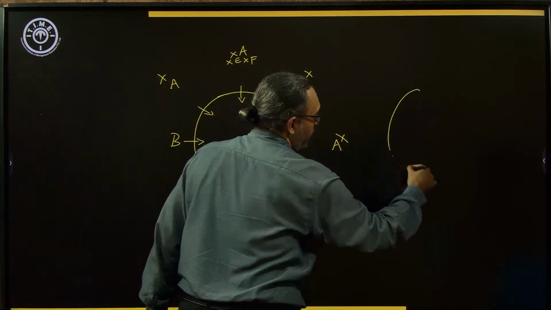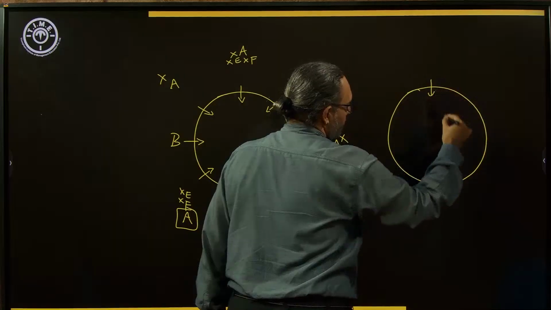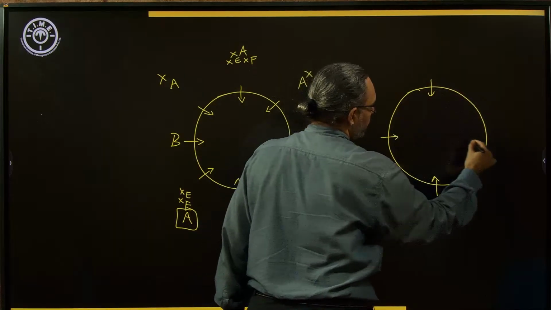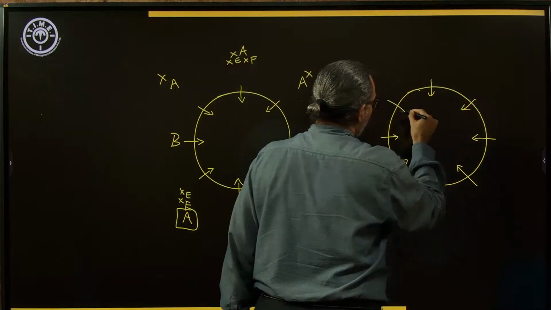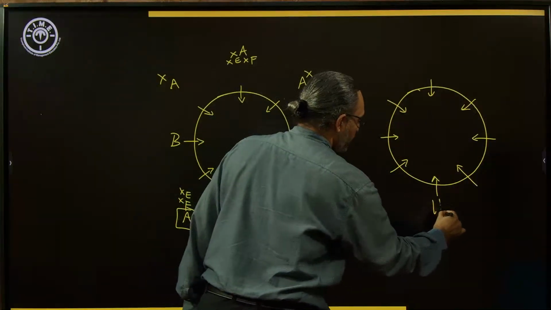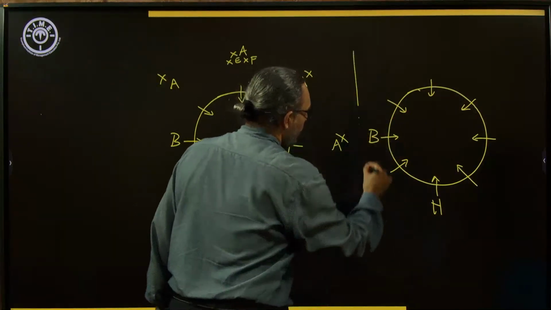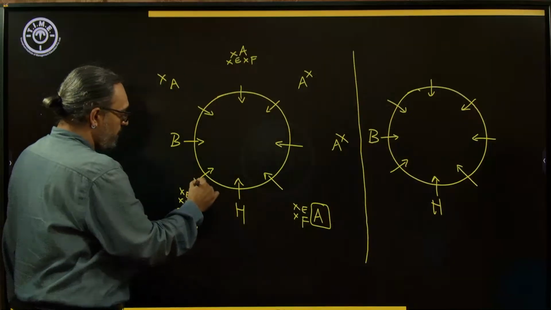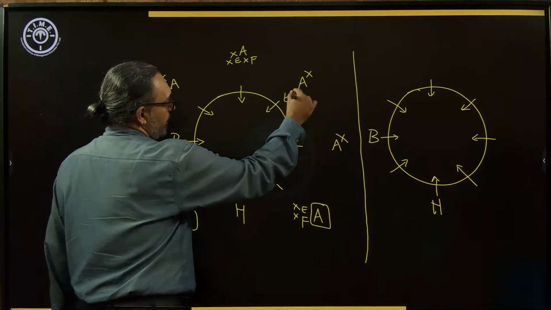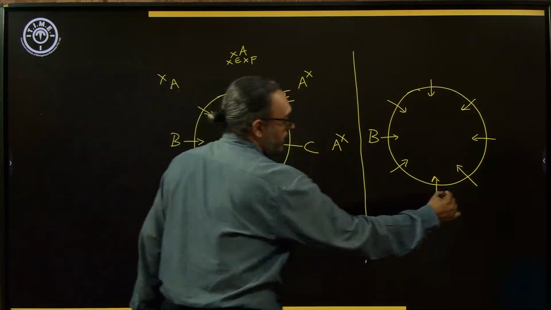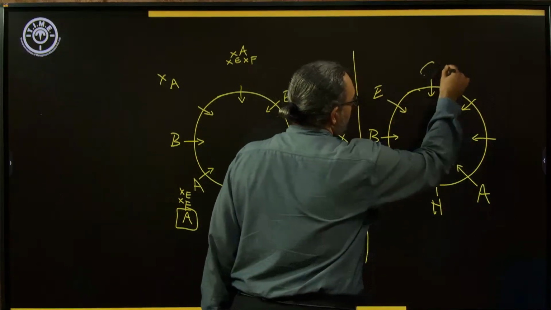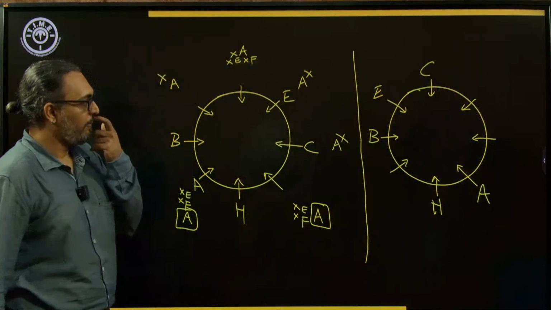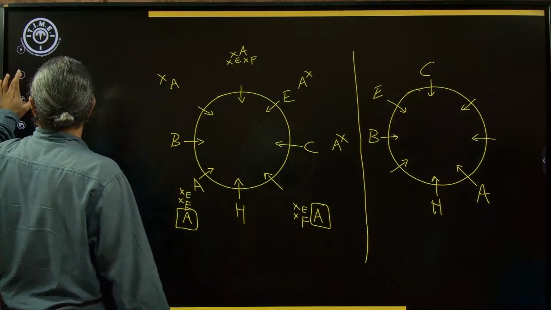So if I take that also as a possibility, so we have H, then we have B here. Then in one case, I will put A here, then E here, and then C here. In the other case, I will put A here, E here, and then C here. Correct? And what else we have?